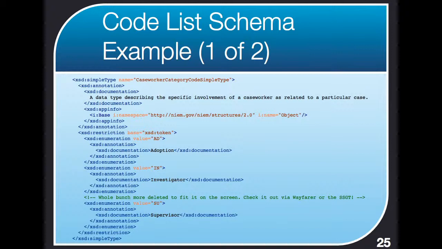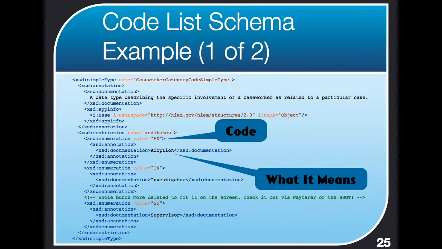So we've got this concept of token, which is a string with the white space at the beginning and the end taken away. Then what we have is a number of enumerations. In each enumeration is a code table value. So you'll see the very first enumeration there is AD, and then in that, we see an annotation and documentation tags, very similar to what we see for a schema as a whole and for elements and types, where they have that annotation and then they have the documentation tags. This time, what's in the documentation tags is the value that that code stands for. So in this case, AD stands for adoption.